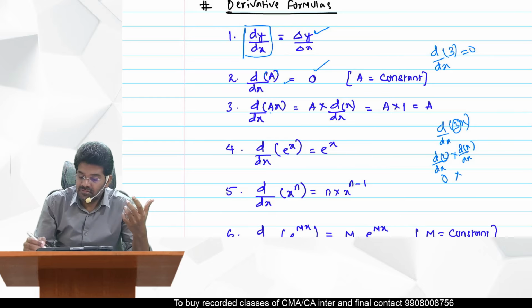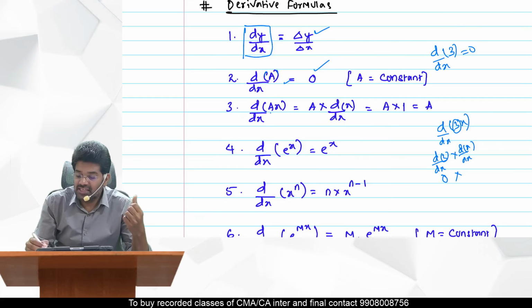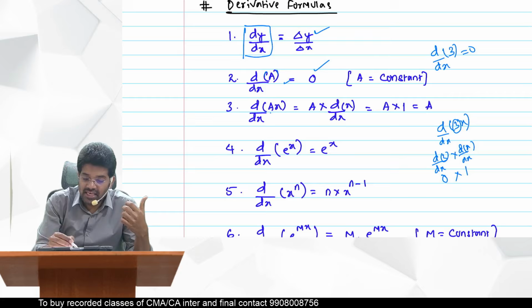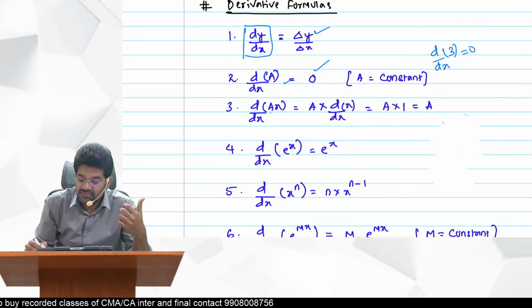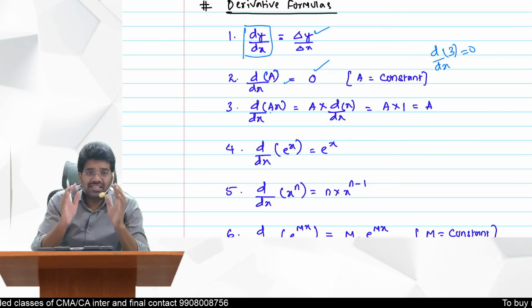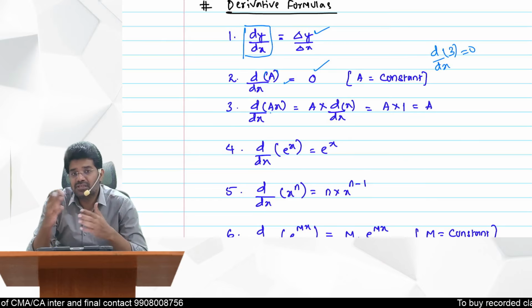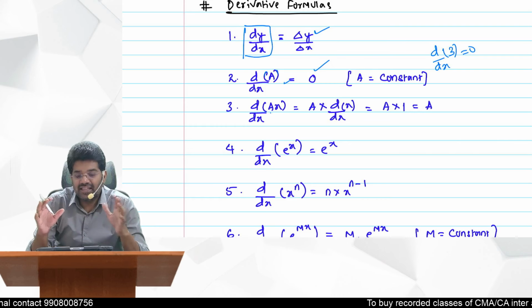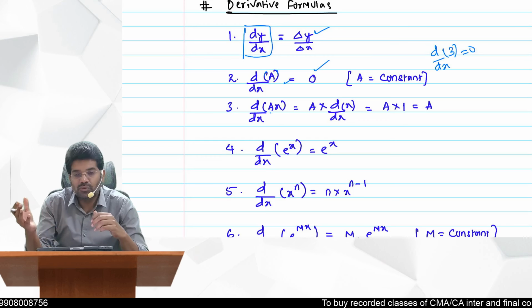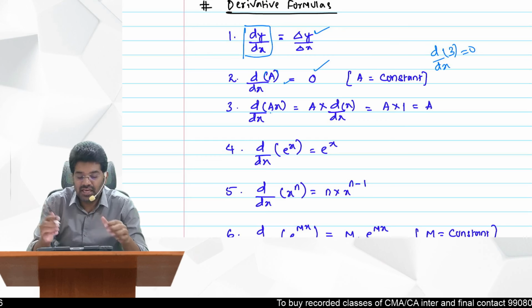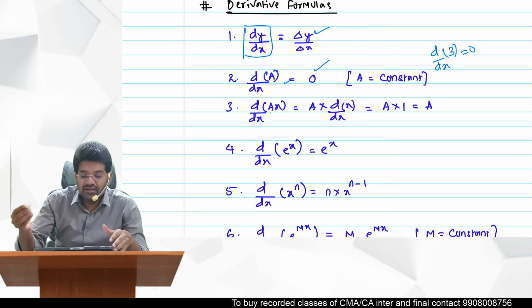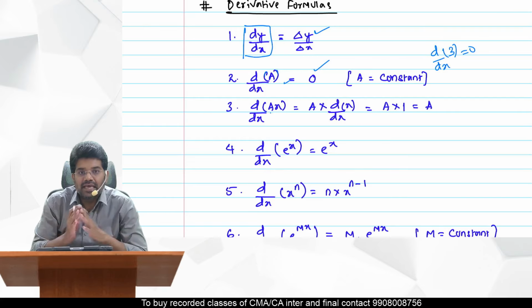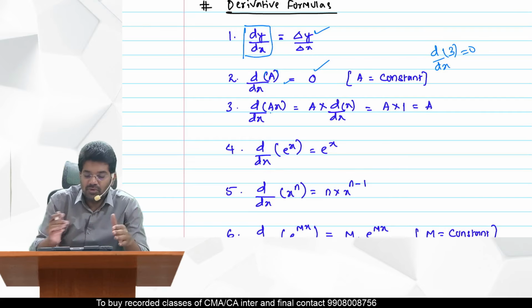The thing is, d by dx of x is 1. So in this case, it is not just a constant here, it is mixed with another value, that is x. If it were only a, the answer would have been 0, but it is with x. So how do we get the value of a into d by dx of x? First you separate the constant.